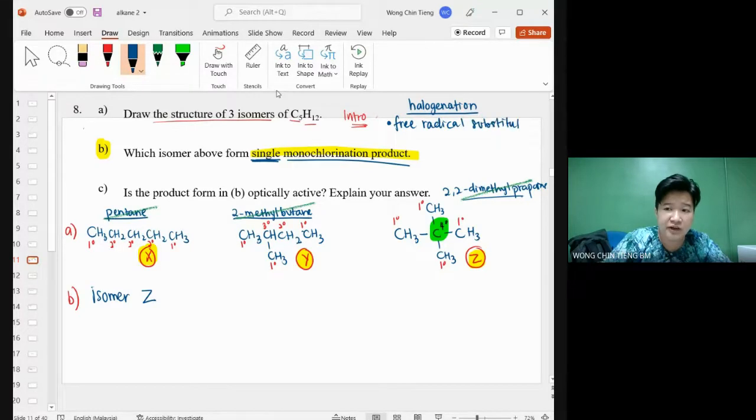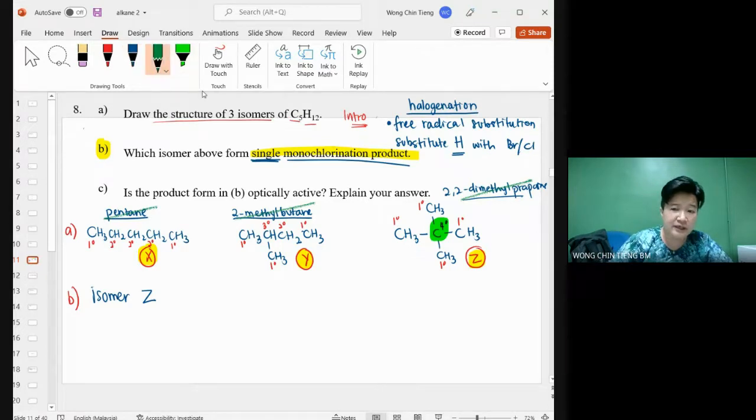And in this free radical substitution, kita akan substitute hydrogen with halogen, with Br or Cl. Kita tak mengganti benda lain kecuali hydrogen. Faham? Therefore, in your Z isomer, you only have primary carbons. Okay? And in this case, kalau kamu ganti mana-mana hydrogen dengan Cl, you realize that there is only one single product. Betul? So your isomer Z.